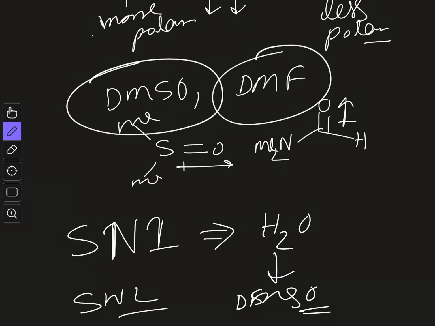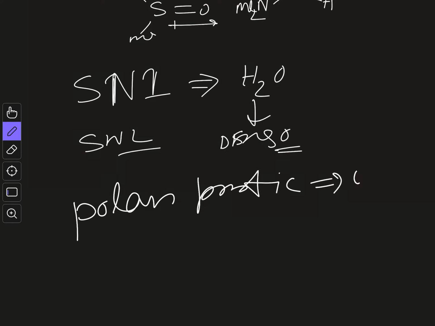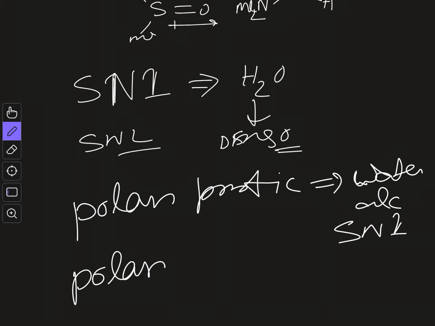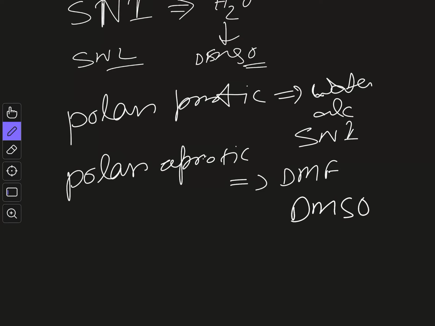So solvent has a very profound effect on the mechanism of the substitution reaction, whether it will undergo SN2 reaction or SN1 reaction. So what we conclude is polar protic like water or alcohol, they do SN1 reaction, and polar aprotic, like DMF and also DMSO, they do SN2 reaction. So this is our conclusion of the solvent effect.